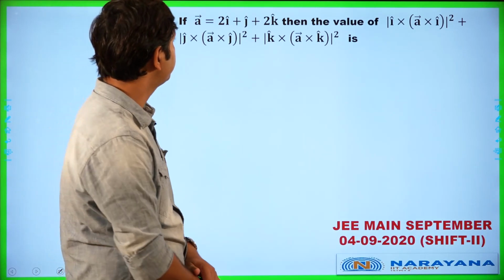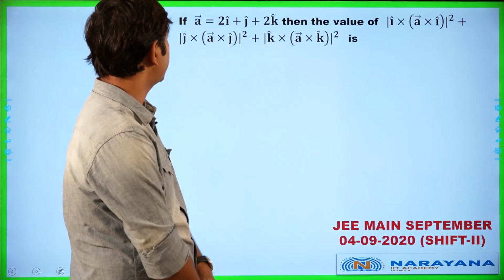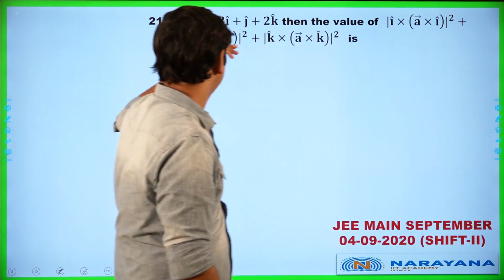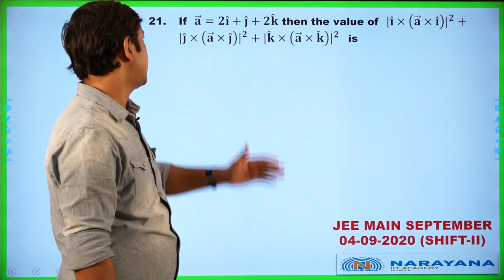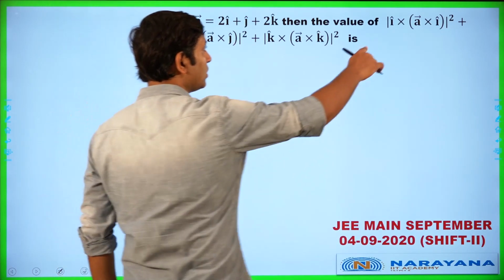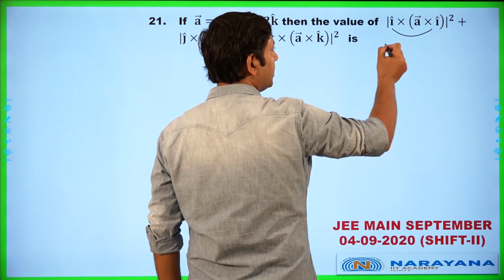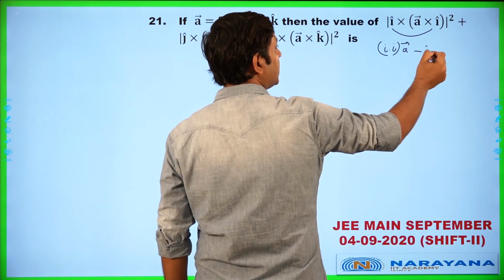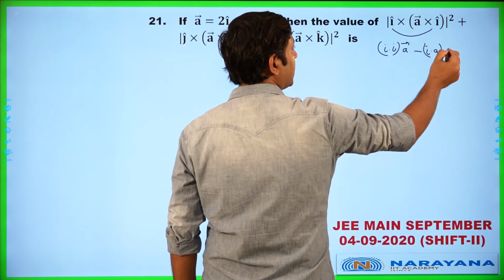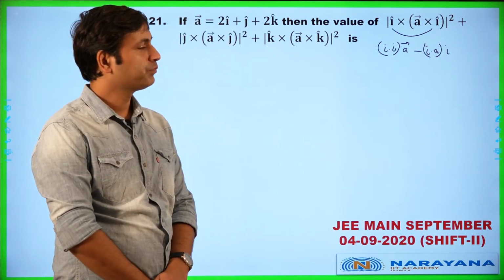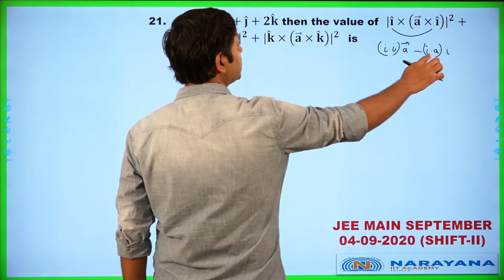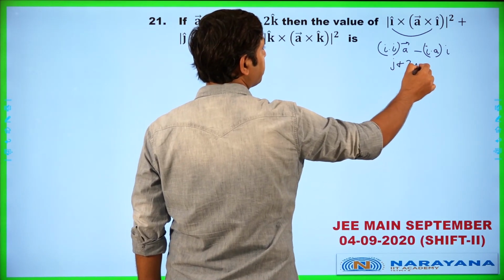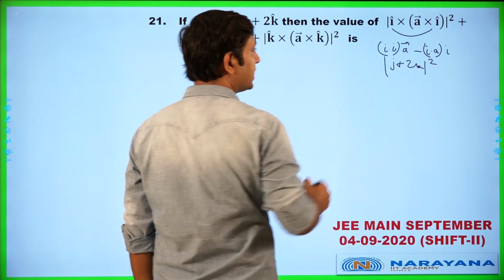In the next question, we have a vector a = i + 2i + j + 2k, and we need to find the value of this expression. Notice that we know i cross (a cross i) will be (i dot i) times a minus (i dot a) times i. Notice that this vector is j + 2k, so we have |j + 2k| whole square here.